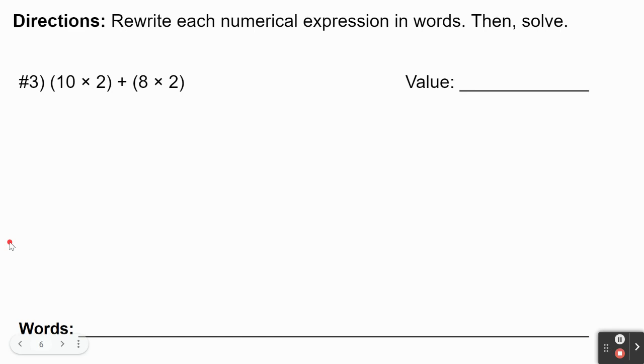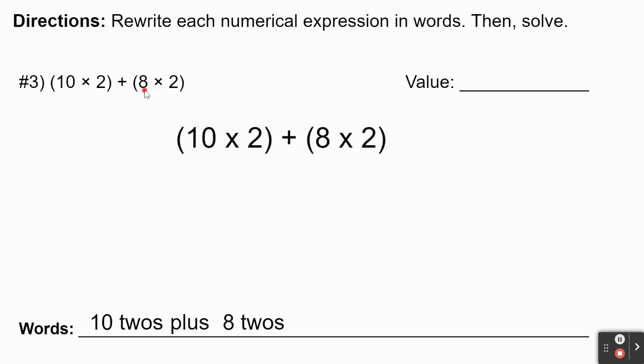All right, let's do this last problem together. Here we have 10 times 2, and we're going to add the answer of that to 8 times 2. Another way we can say 10 times 2 is 10 twos. We're going to be adding this answer, so we can use the word plus, and we're going to be adding that to the answer of 8 times 2, or 8 twos.